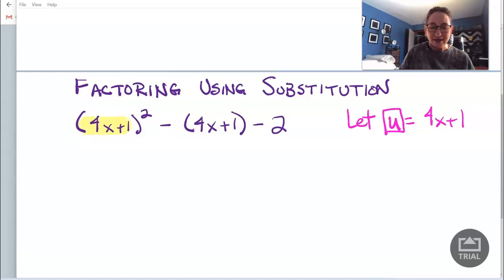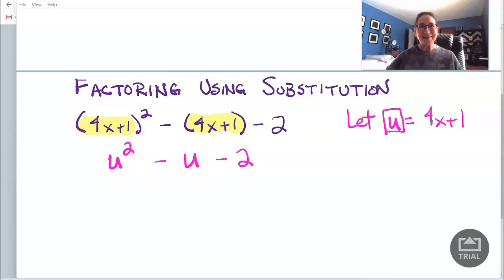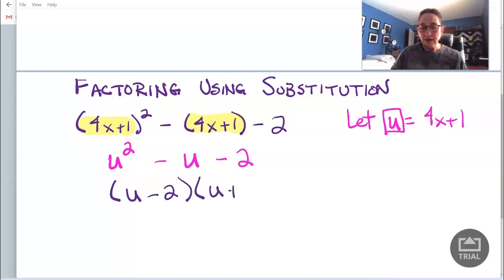So the first place I see it is right here in that first term. So that is going to become u squared. Then I see it again in this 4x plus 1 right there in my middle term. So that just becomes a regular plain old u. And then I have the minus 2. Now that looks like a super easy problem for me to factor. And so that's what I'm going to do. That one is going to be u minus 2, u plus 1. All right.